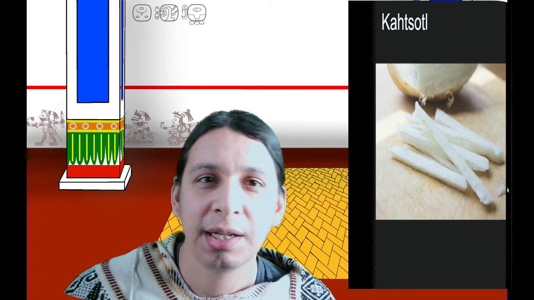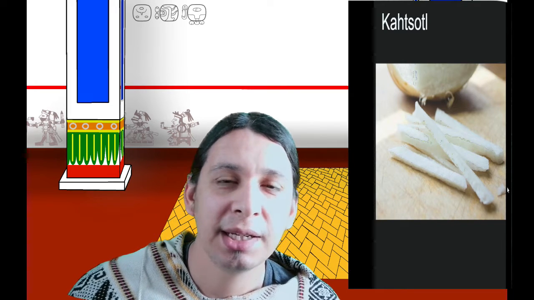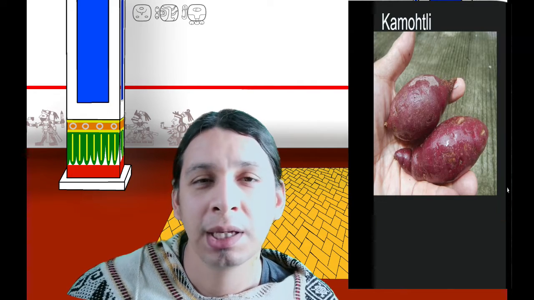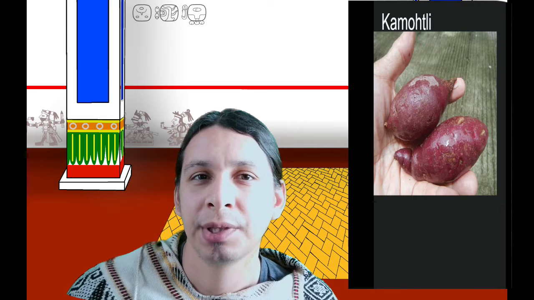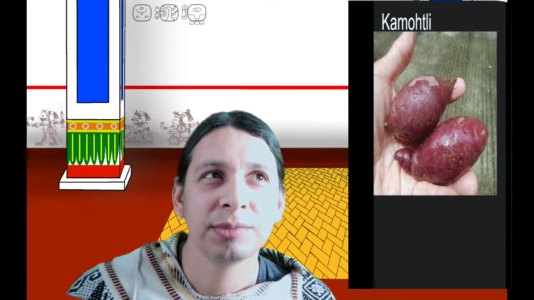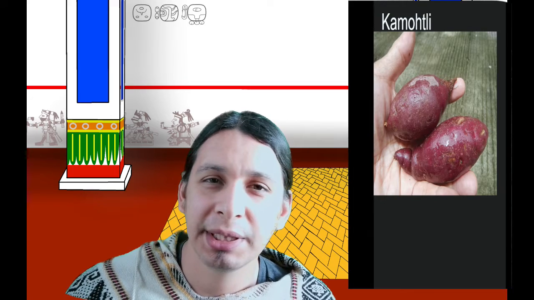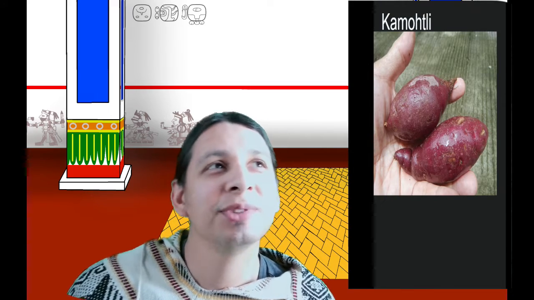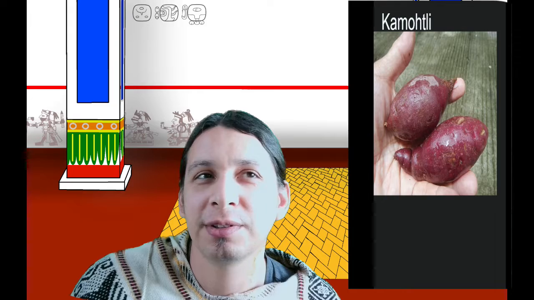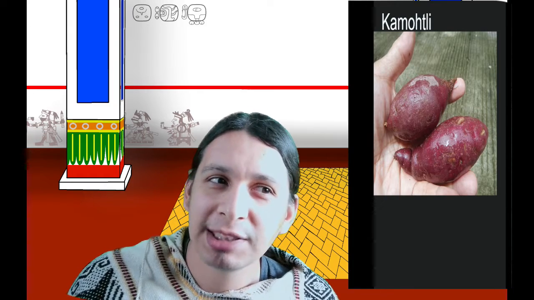Caxotl. This is jicama. Camohtli. This would be a camote. Kind of like either, I forget if it's sweet potato or yam, but those two terminologies are a little bit confusing sometimes, but it's one of those two. Technically you would probably use it to apply to both of those, possibly even potatoes too.